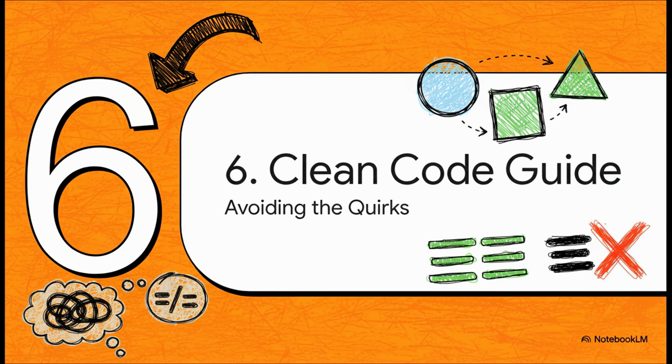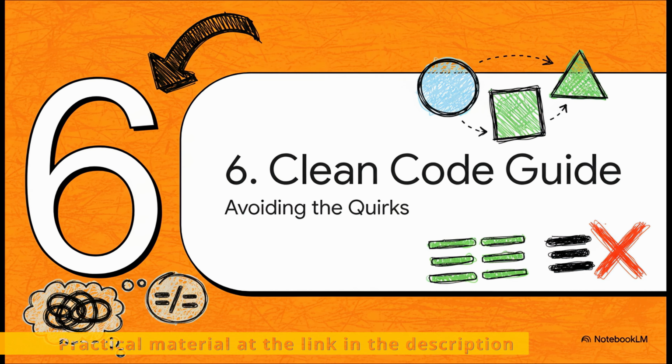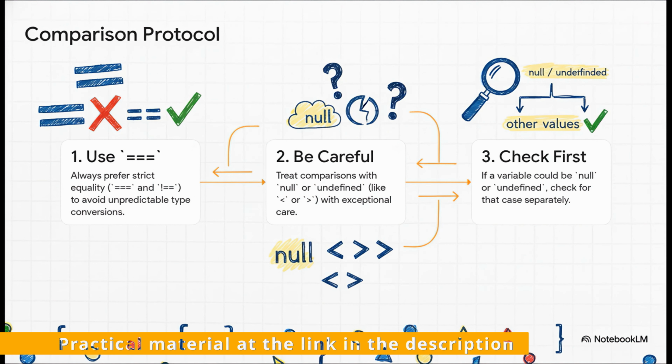All right, deep breaths. We have journeyed deep into the weirdness, and it might feel like you're walking through a minefield. But the good news is, there's a really simple set of rules you can follow to navigate all this safely and write code that actually works the way you expect it to. Your protocol for clean code is actually pretty straightforward. First thing, just make strict equality, triple equals, your go-to, your default. That one change eliminates almost all this ambiguity. Second, be super careful whenever you're using greater or less than with null or undefined. And third, the best practice is to always check if a variable might be null or undefined as a completely separate step before you use it in any other kind of comparison.